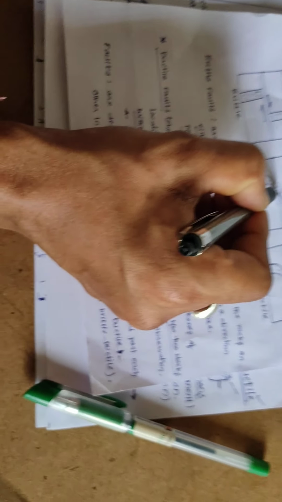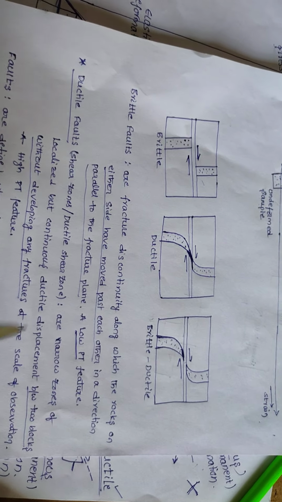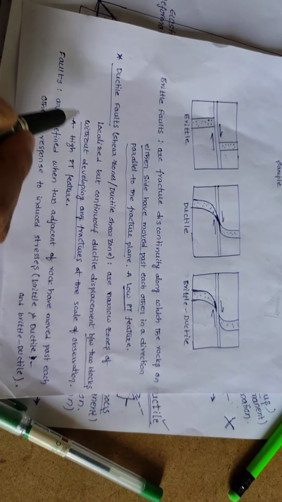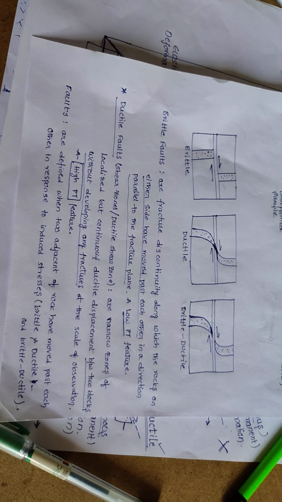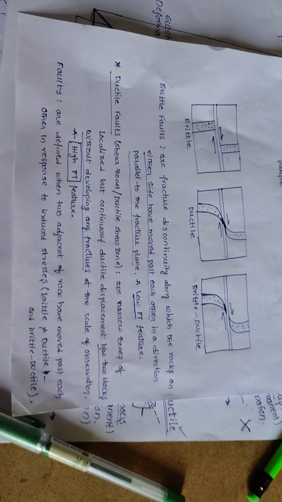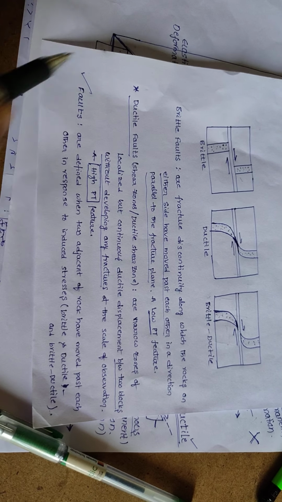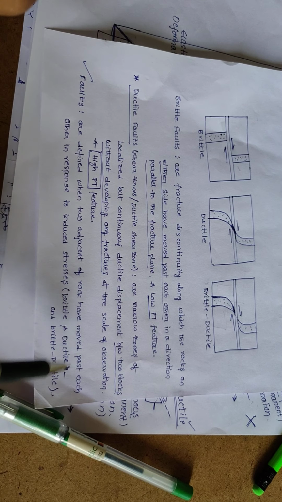You have seen here it is a continuous process. There is nothing, displacement will be going on at the scale of observation. It will be happening at high pressure and temperature, and brittle faults happen at low pressure and temperature, and ductile faults happen at high pressure and temperature. When it happens in both, that is brittle and ductile, it is called brittle-ductile.